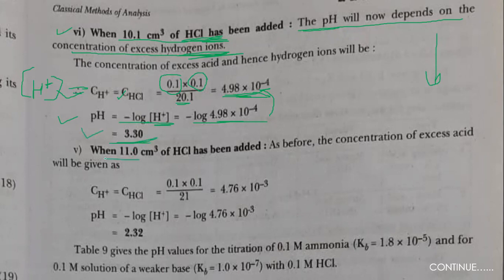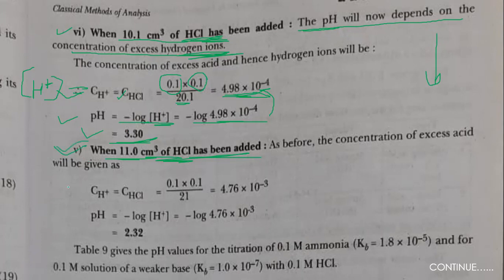Now when 11 ml HCl is added, you are taking your reading further, from 10.1 to 11 ml. Initially, no HCl was added. Then the reading went to 2, after 2 the reading went to 5, after that it went to 9.9, then 10, 10.1. Now we are taking 11. We are calculating the pH at the reading 11.